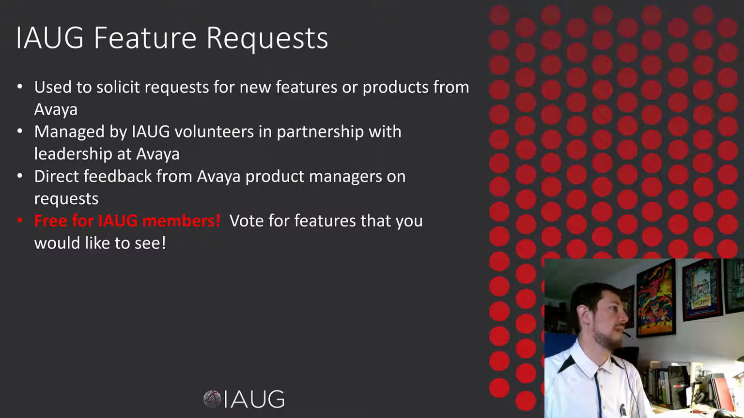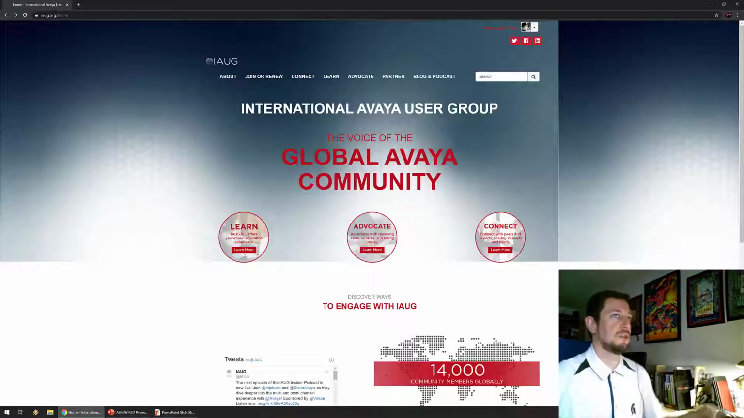So we actually have direct feedback from Avaya product managers on all these requests. Pretty much anything that comes into this, IUG volunteers, we talk about it, send it over to Avaya for feedback. They bring it back to us and tell us if this is something that they can or can't do, and gives the IUG membership a direct feedback conduit on pretty much all Avaya products. The neat thing is it is completely free for IUG members. You get to vote for features, you can submit features, you get to be part of the system just by being an IUG member. So let's go check it out.